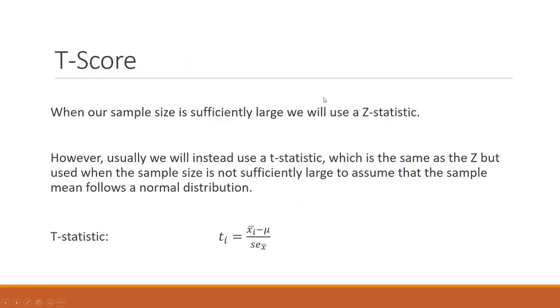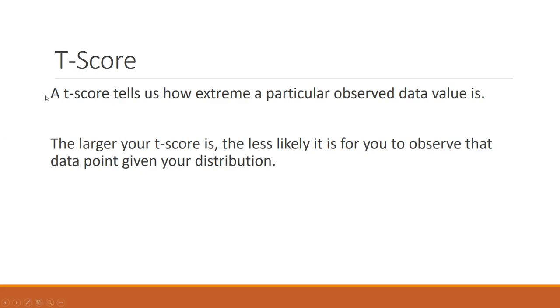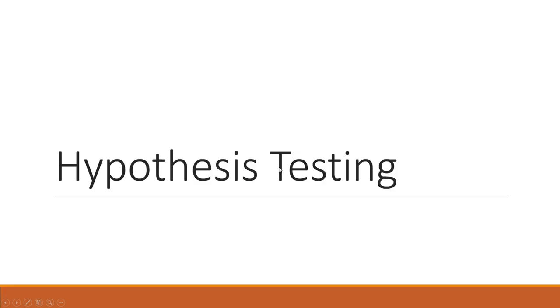Now, if our sample size is sufficiently large, we will use a z-statistic. However, usually we use what's called a t-statistic, which is pretty much the same thing as a z-statistic, except the distribution is a little bit different. When our sample size is not large enough, we'll use a t-statistic. I'll make that more clear later in the lecture. A t-score will tell us how extreme a particular observed data value is. The larger your t-score is, the less likely it is for you to observe that data point given your distribution.